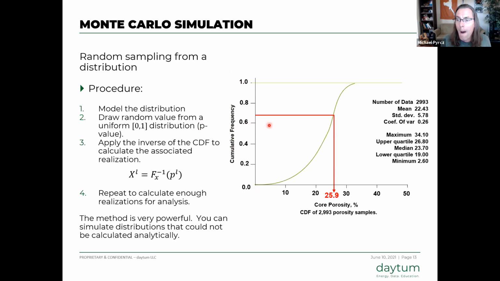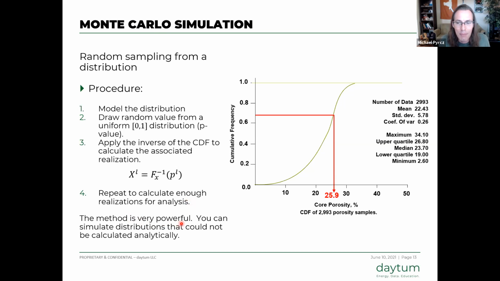And then by taking the inverse of the CDF, we get the appropriate density or likelihood to be within a specific range of the values. Okay, and we're going to repeat to calculate enough realizations for analysis. This might not seem so cool. It might seem very basic. You might wonder, why did I join today for this webinar if this is what we're talking about? Patience, don't worry, it'll come together.